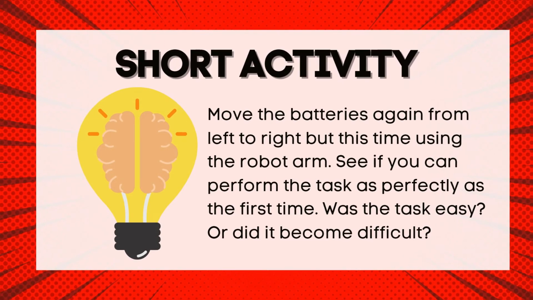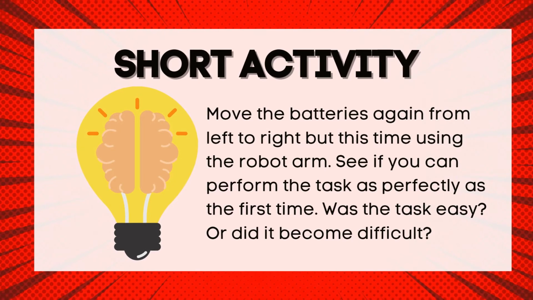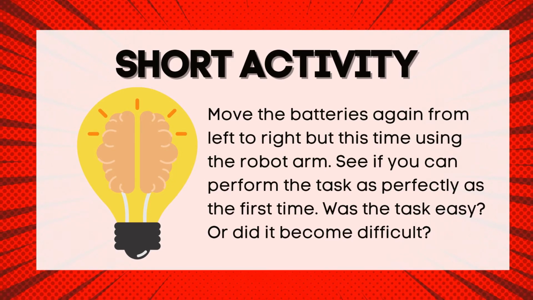Now, move the batteries again from left to right, but this time using the robot arm. See if you can perform the task as perfectly as the first time. Was the task easy or did it become difficult? So, for our activity, let's use a robot arm this time. Was it easy or more difficult? Let's think about it.